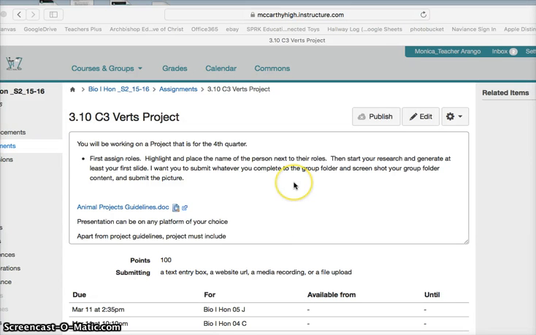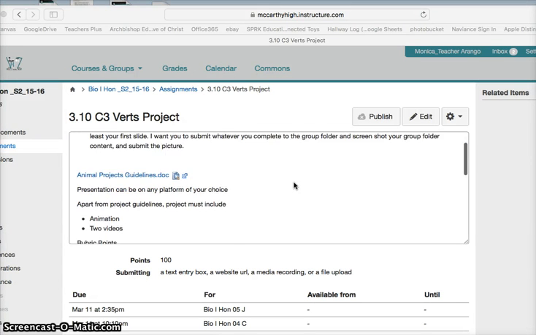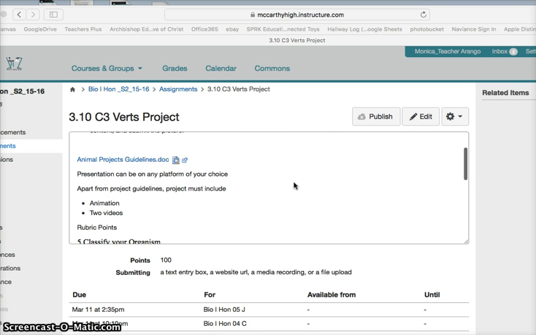To go over your animal project guidelines. This project is designed to go over the classes within the animal kingdom: amphibians, reptiles, birds, and mammals. Actually, you'll only be covering reptiles, birds, and mammals. So focus on the class.